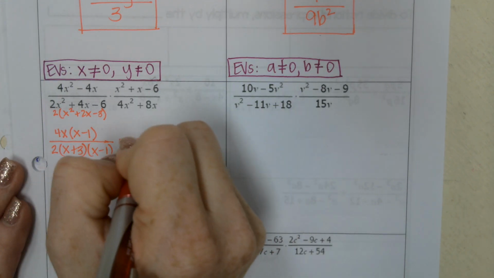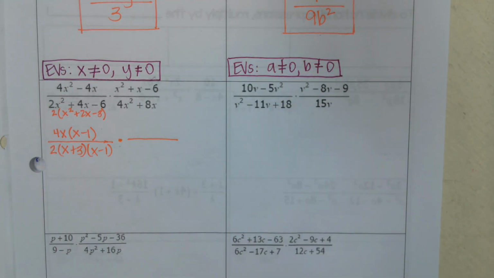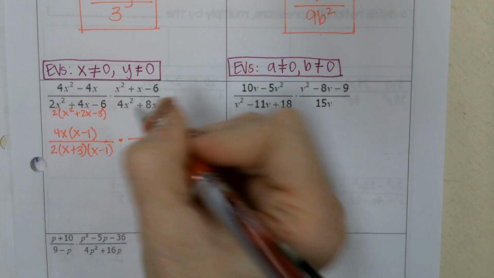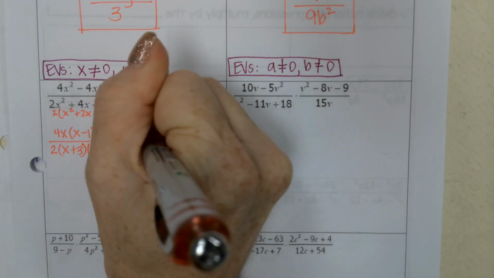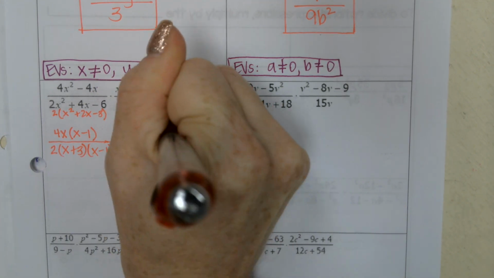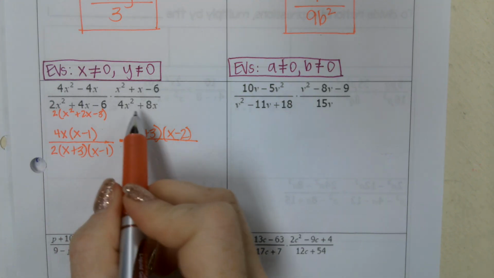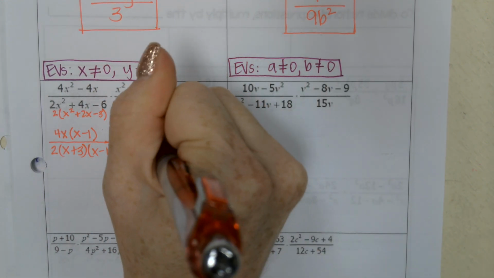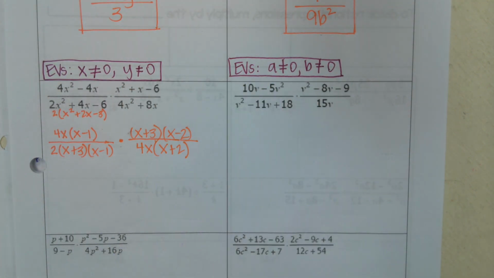And then up here, I want to factor this trinomial. What 2 numbers multiply to give me negative 6 but add to give me positive 1? 3 and negative 2. Good. And then down here in the denominator, I have a GCF of 4x. And that left me with an x plus 2.